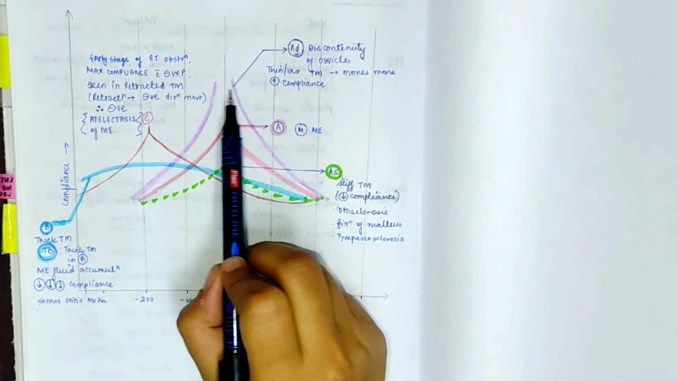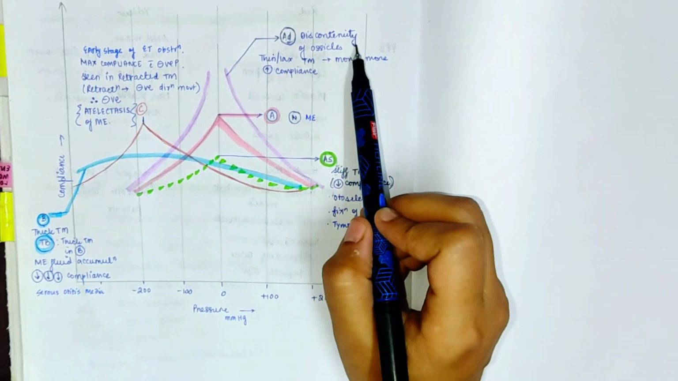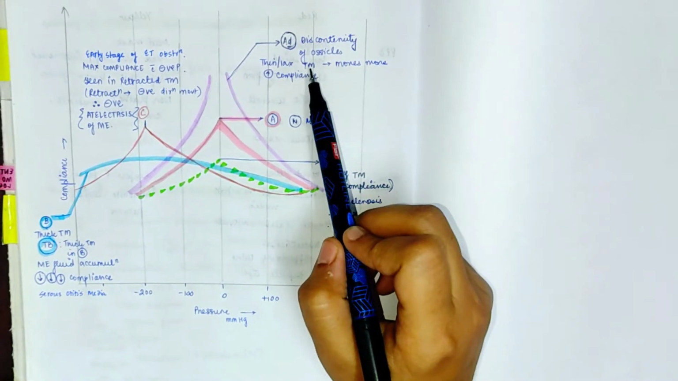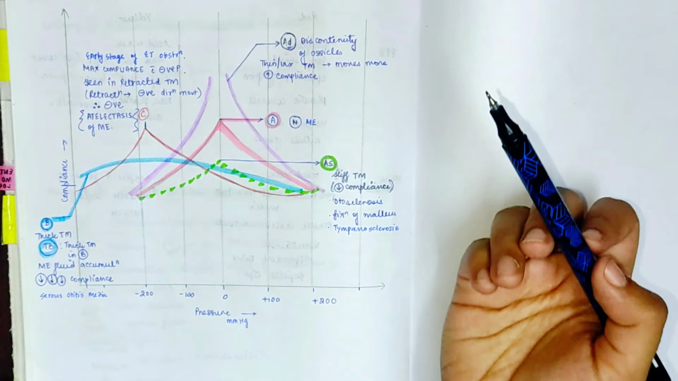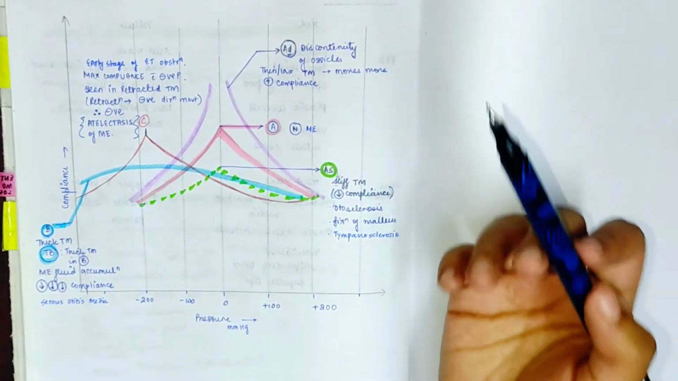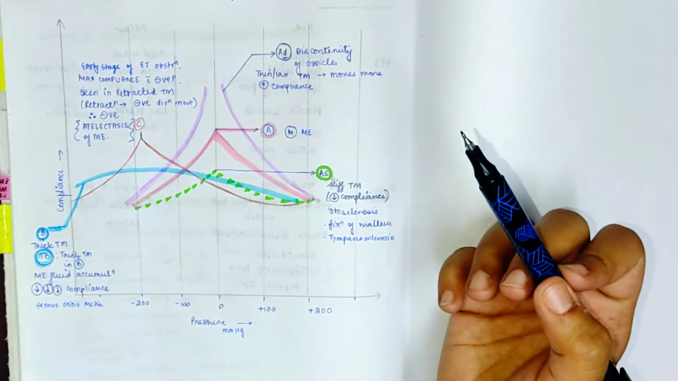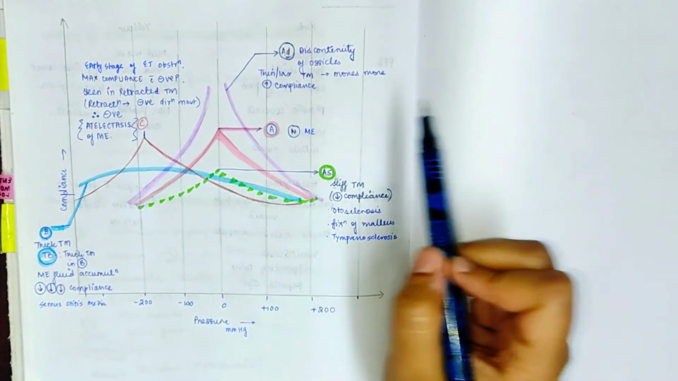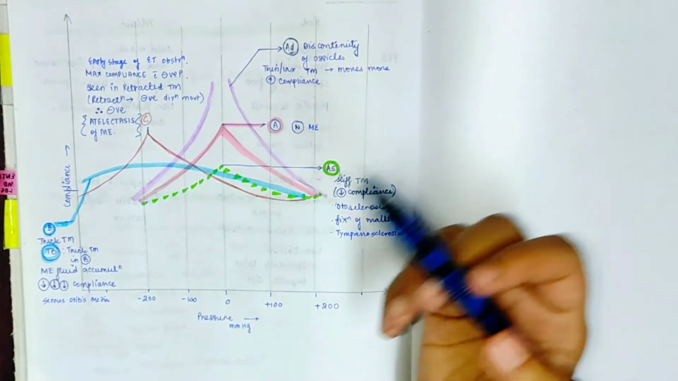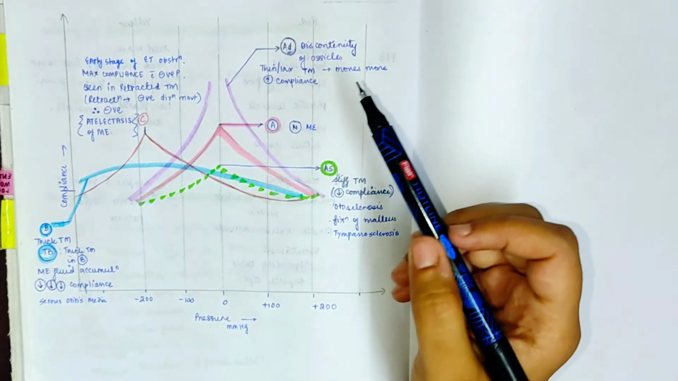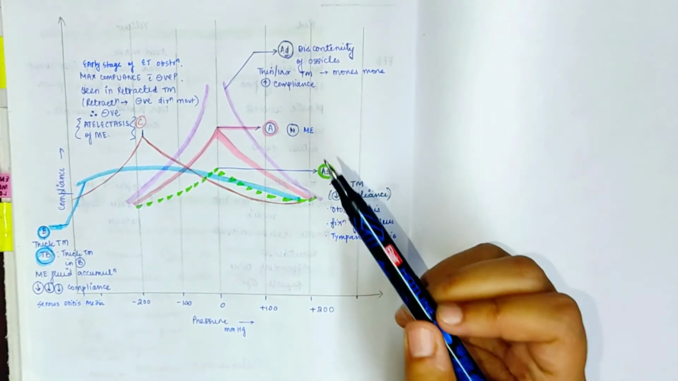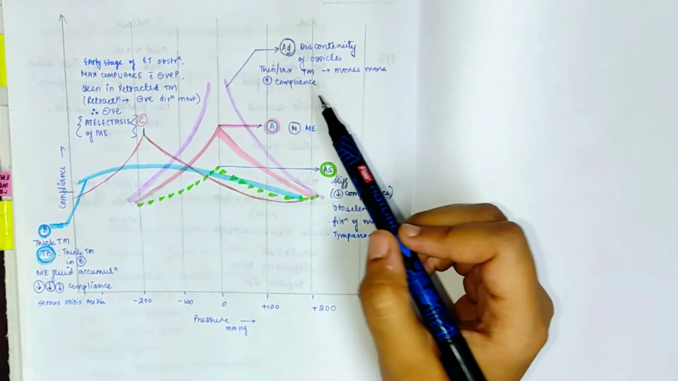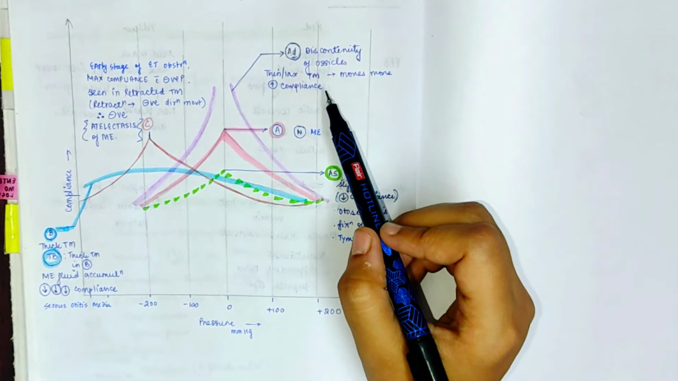So where do we see this graph? This is seen in ossicular discontinuity, in which the ossicles fail to attach to the tympanic membrane. Hence, the tympanic membrane is free and it moves freely. So if it moves freely, the compliance is bound to increase, right? The compliance is the elasticity of any membrane. So here the compliance increases.